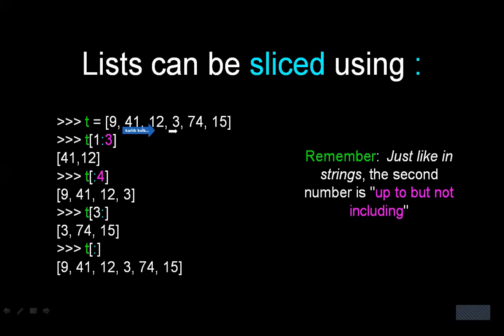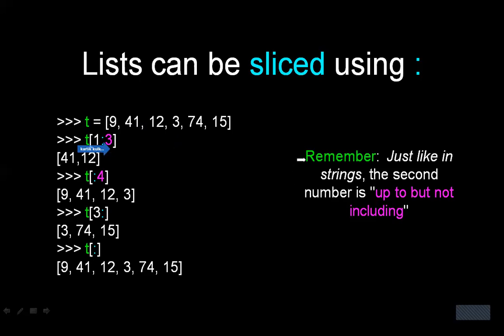But what about this 3 here? Whether the 3 will be printed or discarded is what you need to understand. When you are doing slicing in a list, the last element will not be included. It goes up to 3 itself, but not including 3. That is what is important.